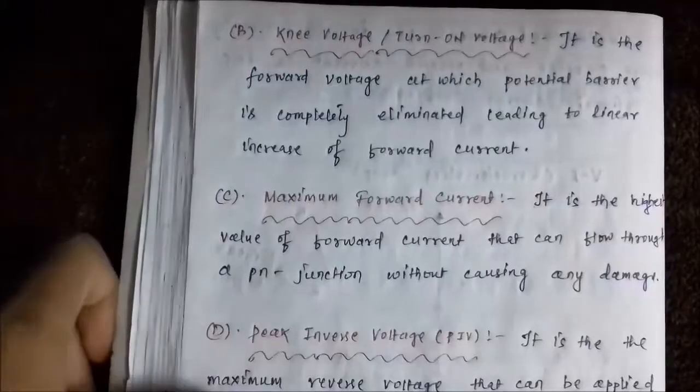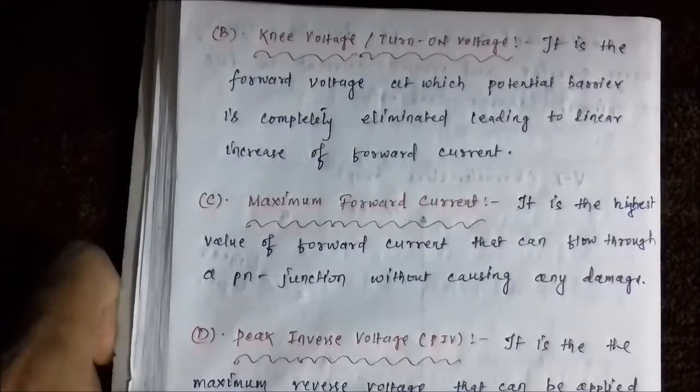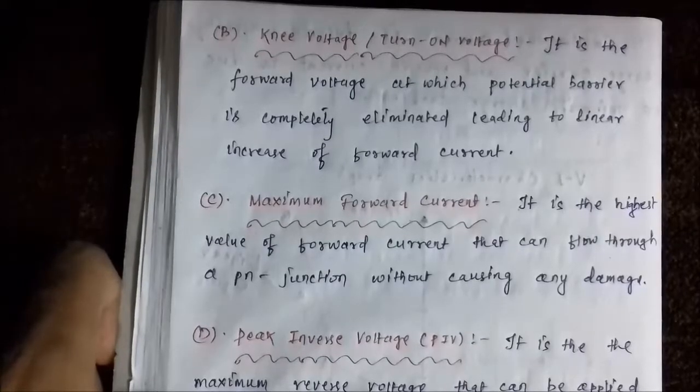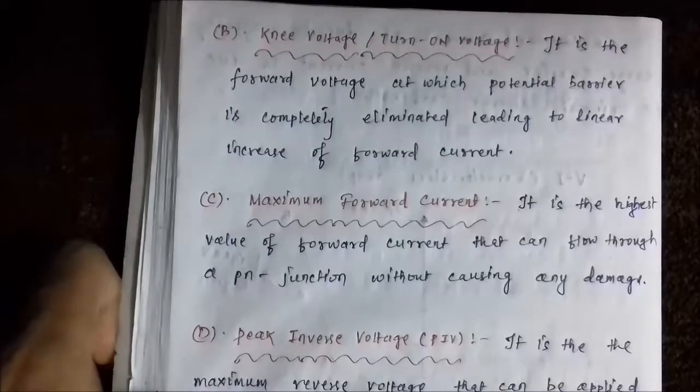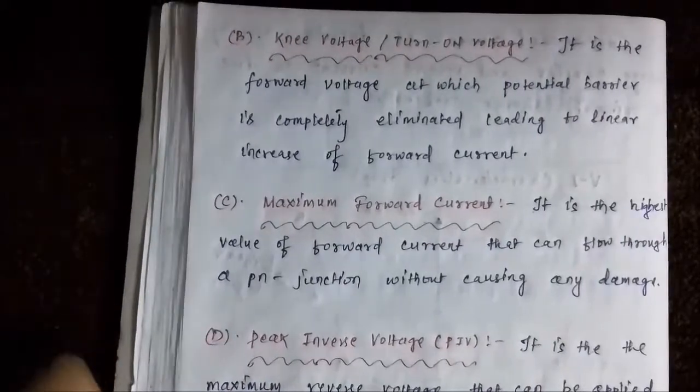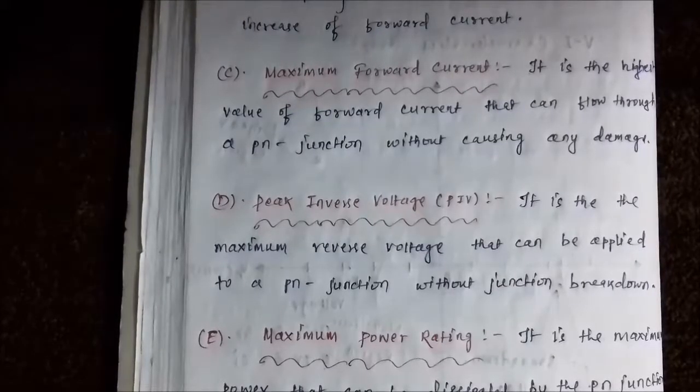Then is the maximum forward current. It is the highest value of current flowing through a PN junction in forward bias condition without causing any damage to the semiconductor device. So the current flow in forward bias condition that does not inflict any damage to the electronic circuit in which the semiconductor device is used is called the maximum forward current.